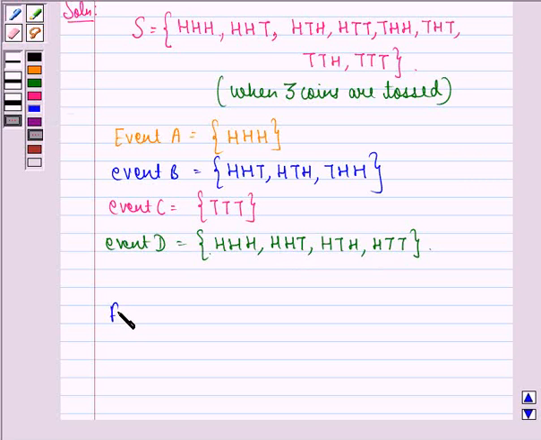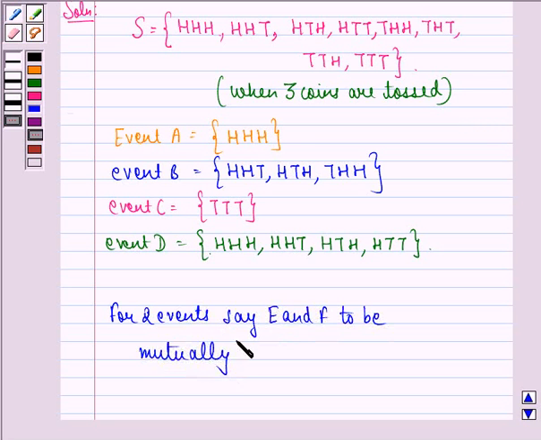So we see that for two events, say event E and event F to be mutually exclusive, we should have E intersection F equal to phi. That means the sets E and F should have no points in common. So this means E and F should not have any sample point in common. Then we say that E and F are mutually exclusive.